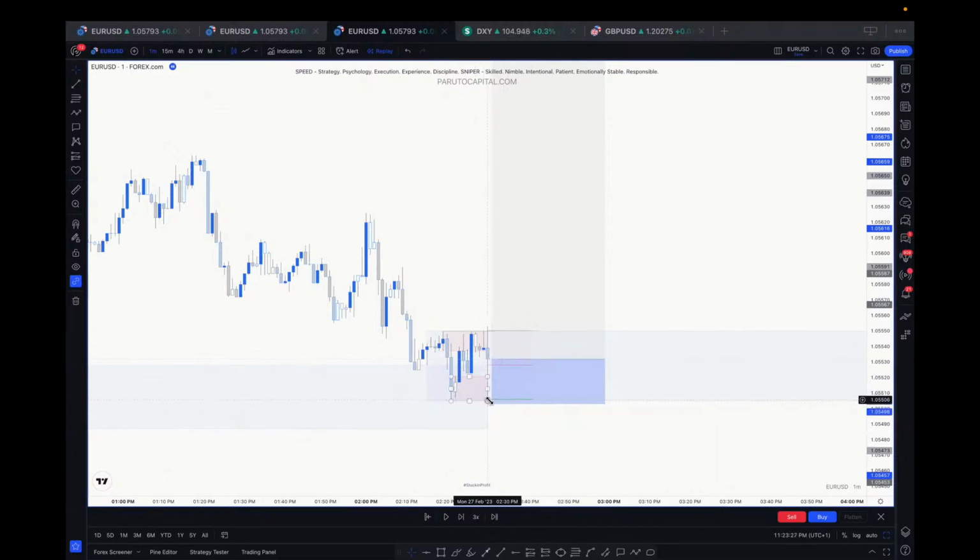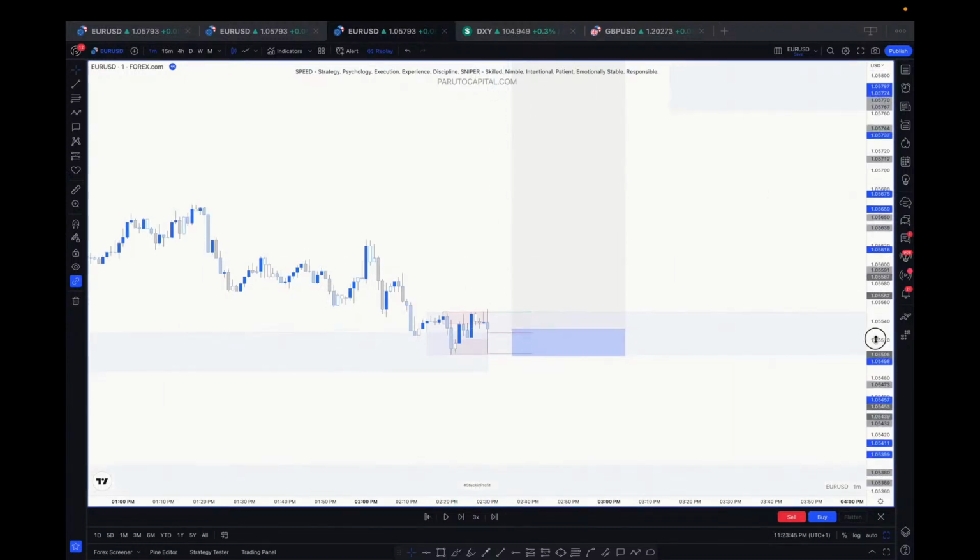So with this, now we pull our fib tool. As you can see, I already have that here. Let me take this guy out. So you have the fib tool, and we take it from the high of the rejection to the low of this rejection. So we'll have that there like that.